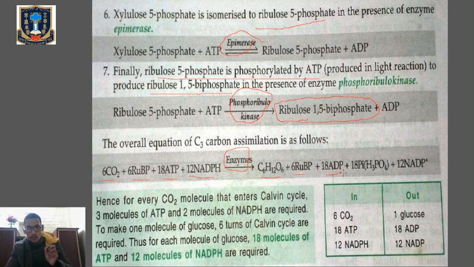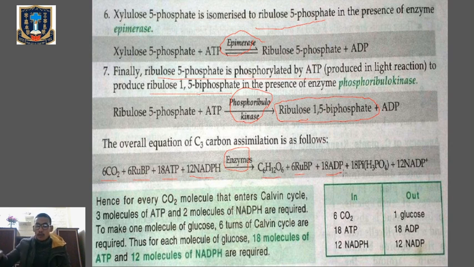Okay, to make one molecule of glucose, 6 turns of the Calvin cycle are required. Look over here. To make one molecule of glucose, how many turns of the Calvin cycle are required? 6 turns. So for each molecule of glucose to be produced, how many molecules of ATP will be required? 6 into 3 will be 18, because for every carbon dioxide molecule that enters the Calvin cycle or C3 cycle, 3 molecules of ATP will be required.